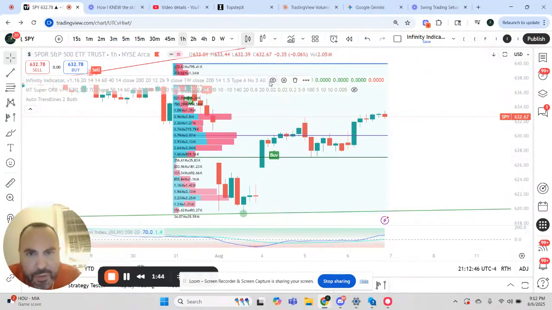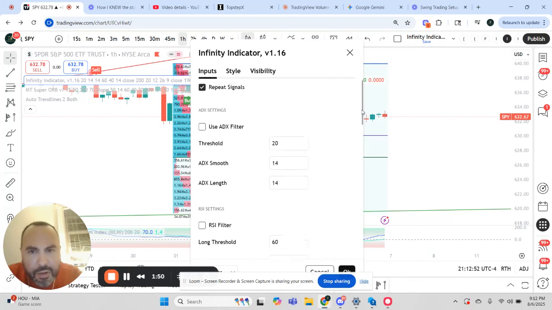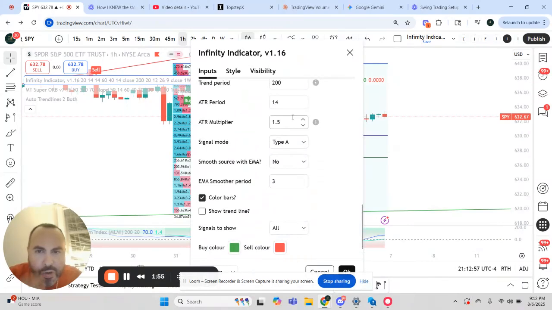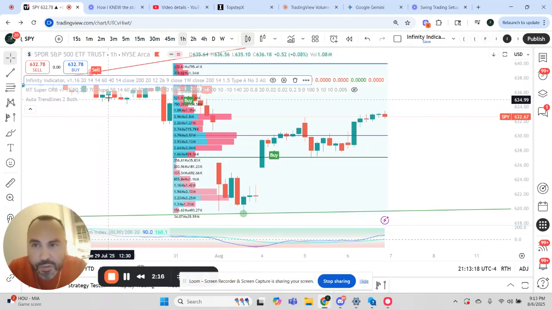Settings for the Infinity indicator. You can have repeat signals on, and the only other setting I want you to change is, if your ATR multiplier down here is at 1.75, you can change it to 1.5. It's not a huge difference. If you left it there, it wouldn't make a huge difference. That's just my settings. I told you I'd share them. So that's the only change for the Infinity indicator. I'm on the SPY hourly chart. This works on any asset chart.